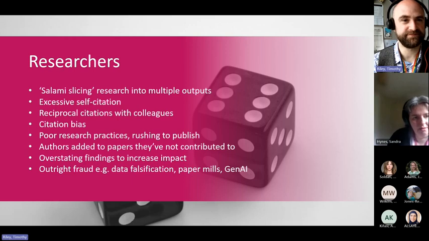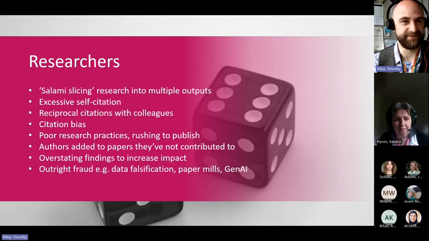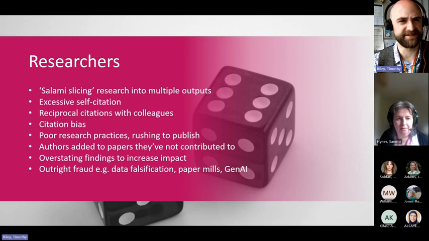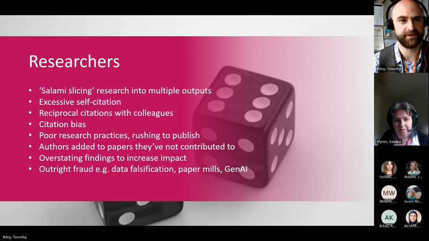publish what we call salami slice research, so putting things into as many different publications as possible. Various different issues here. You can read these: excessive self-citation, citation bias could be an issue, where they're maybe citing research that just backs up their particular point of view, not citing confounding research, and you can see how that could, over time, skew the impact of certain researchers or certain kinds of research, and lead to a skewing of what's considered to be impactful in a particular discipline.